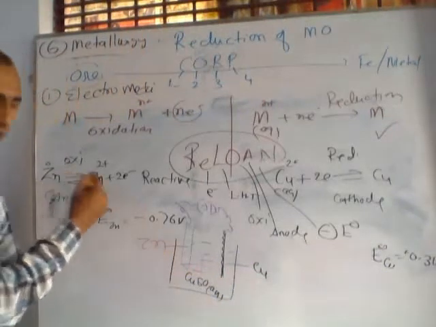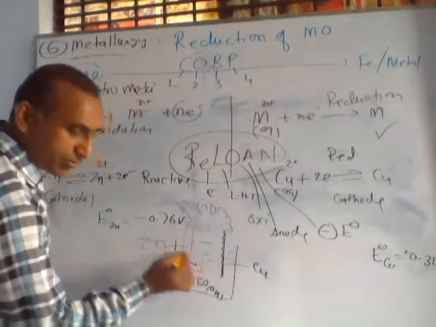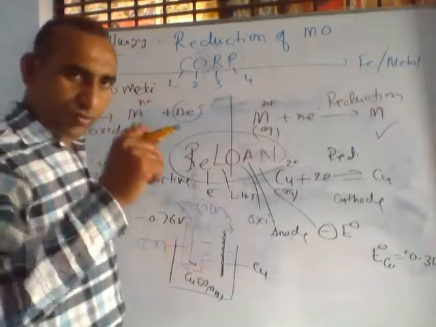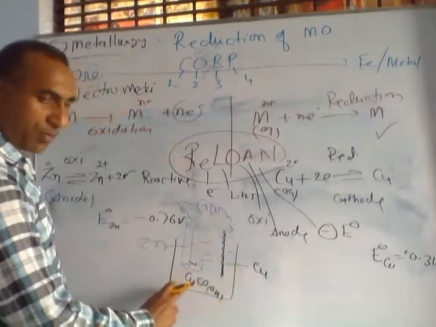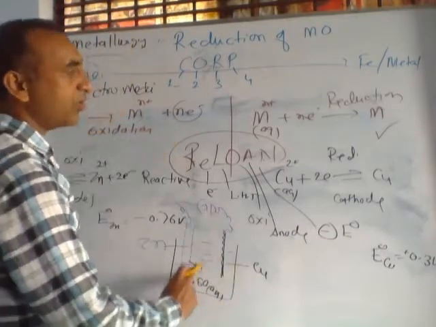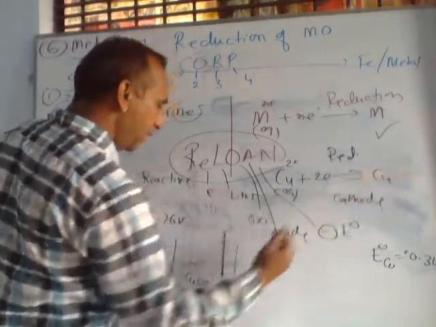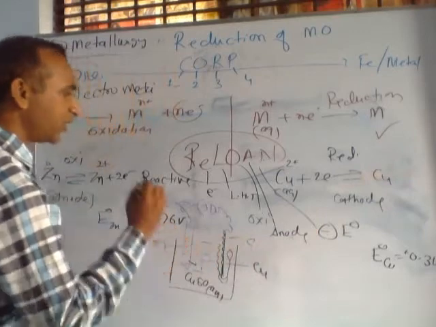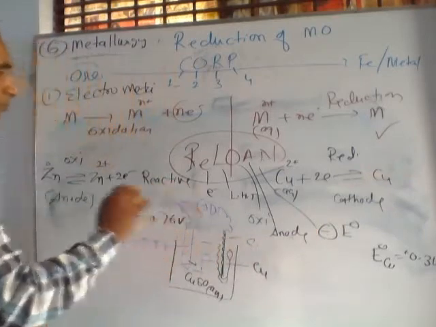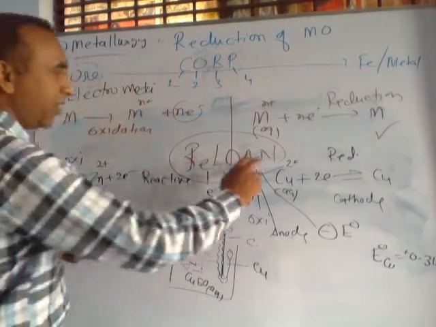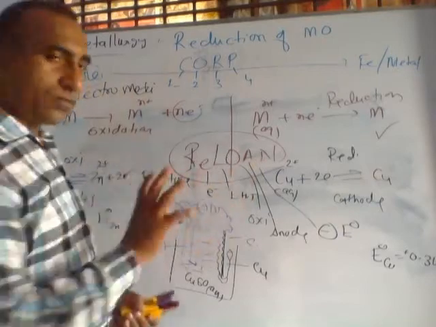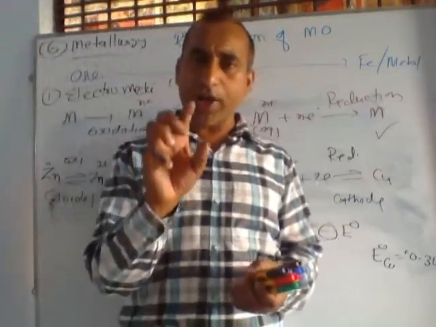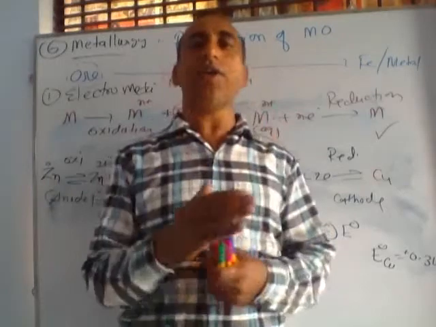Oxidation of zinc happens, the zinc dissolves in solution, and from the solution copper is removed and reduced to metal form and will deposit on this cathode. This is the cathode, this is the anode. So by E naught we can say zinc metal has a negative value of E naught, it is a highly reactive metal.